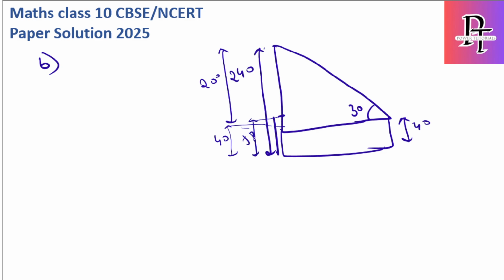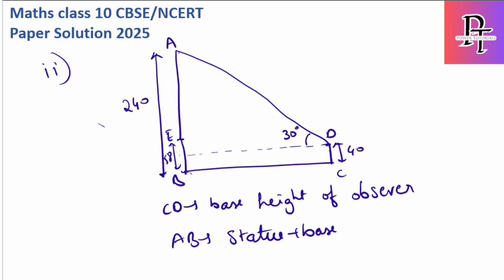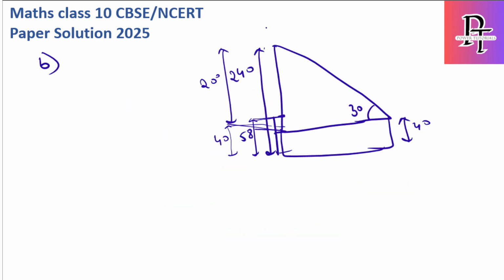Okay, we have three things we need to check. This is the base of the observer. This is the base of the statue till here, which is 58. I'll just erase it and write the numbers again. This part is 58. Till here it is 40. We have more points here, but still I will mark A, B, C, D. This point is E. I will mark another point as F.